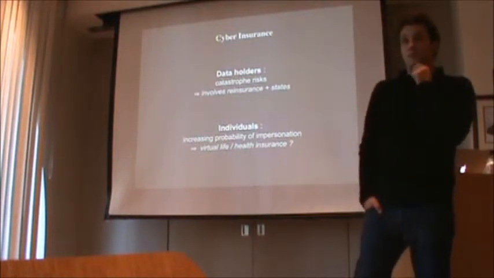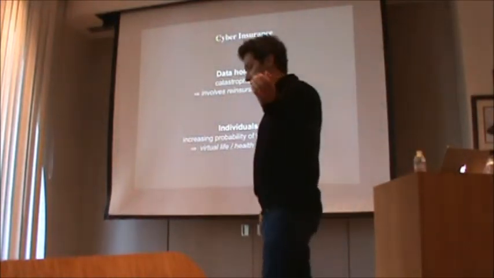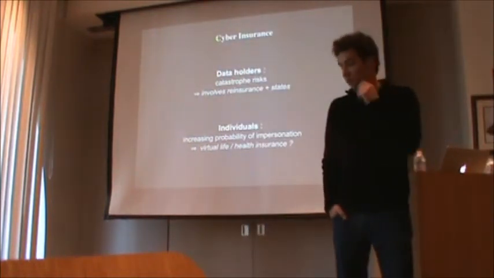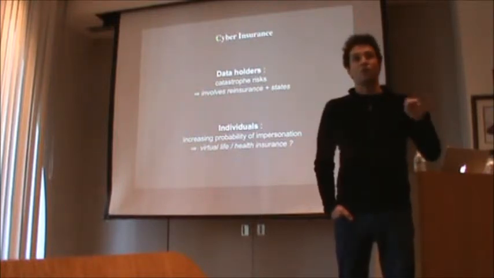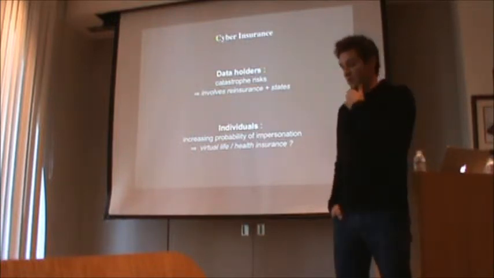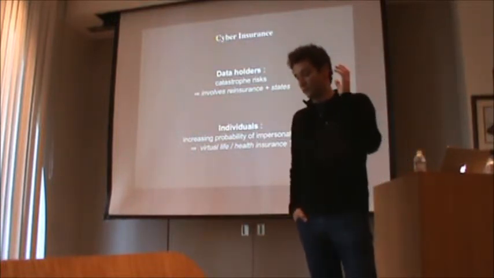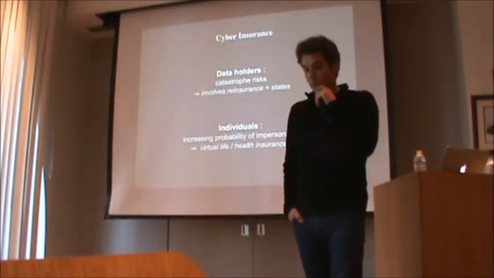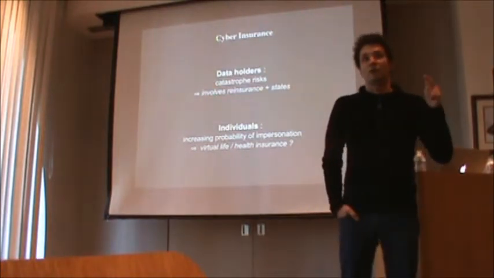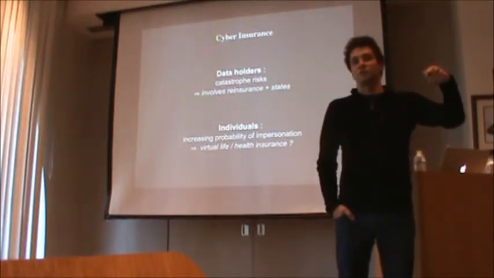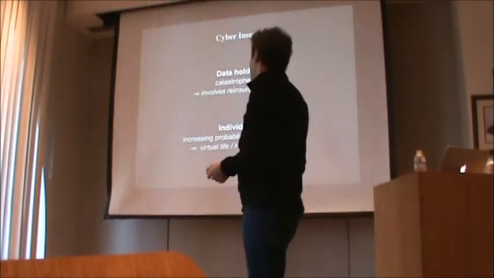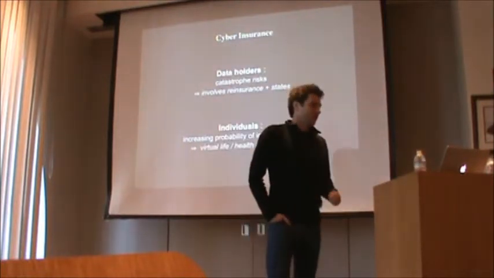I'm not an actuary, so I want to work with insurance companies, and I'm working with them to try to understand how we can design insurance premiums in order to better cover these people. And the very clear thing, to insure data holders, is that it will involve reinsurance and also states. The risk is so extreme that insurance will not be sufficient. We'll need some kind of secondary or third order coverage of the risk.